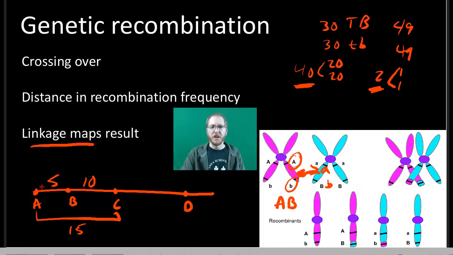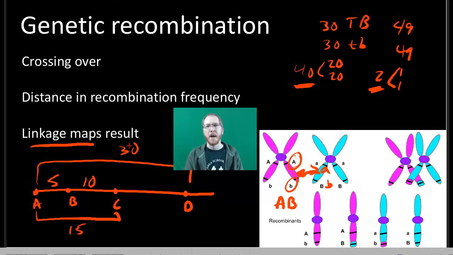So I could figure out that A's obviously on one end, D's on the other end, and B and C are in between, and they're closer to A. I could figure all that out if I have enough data points, such as A and D, let's say, is going to be like 30. And so I could figure this out. Just knowing those numbers, I can construct this linkage map.